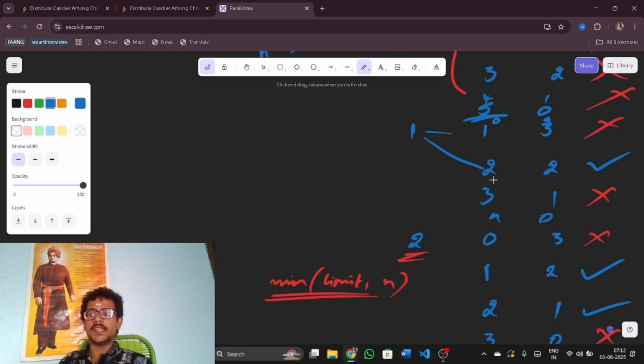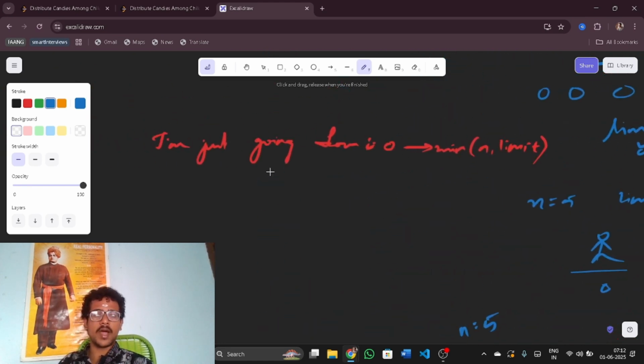What I said is, only if this child is getting lesser than or equal to the limit number of candies, then it is a correct way. Now let us go again and write it over here. Let us take j equal to 0 and it is going over the remaining number of candies. Now what are the remaining number of candies? I have given i number of candies to child 1, so the remaining number of candies is n minus i.